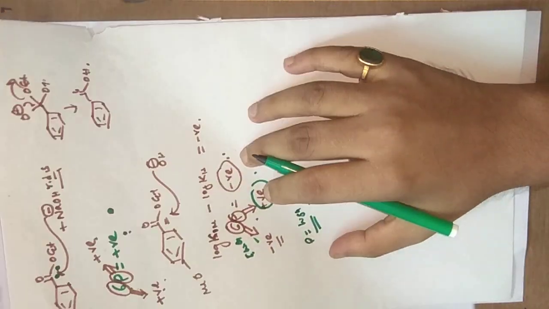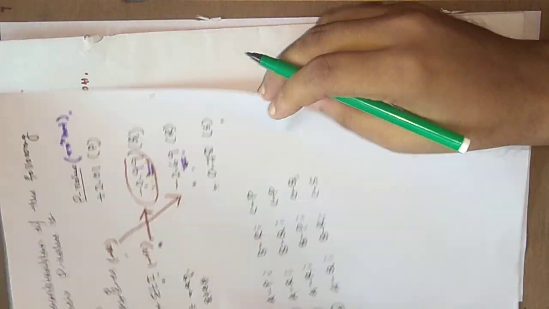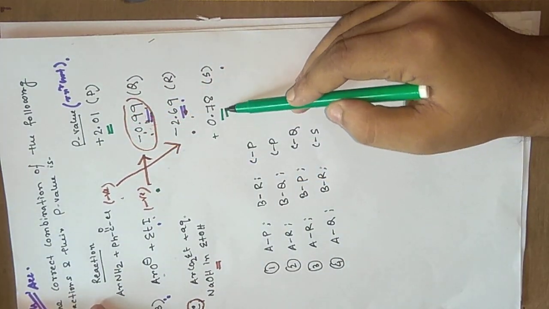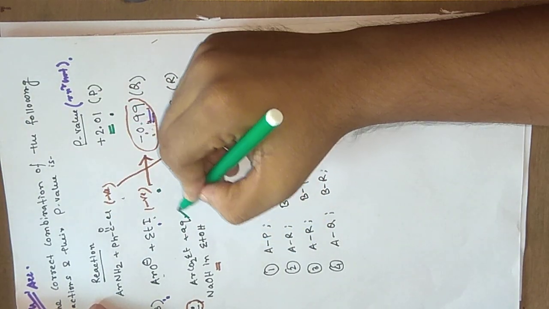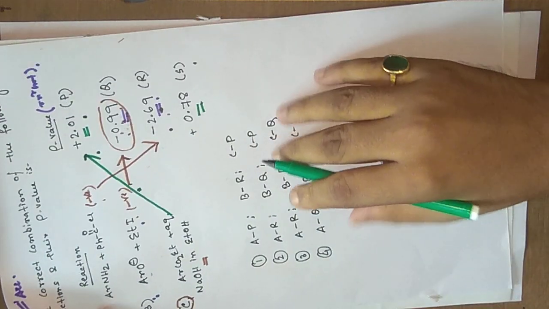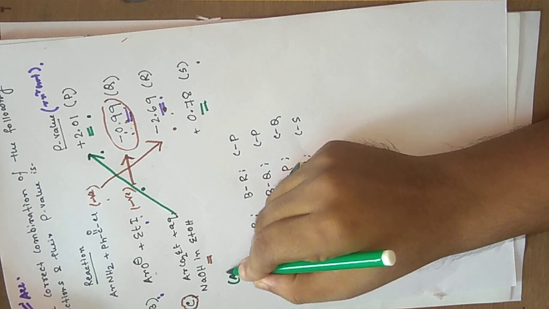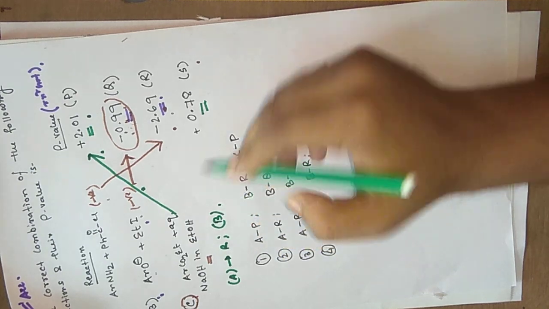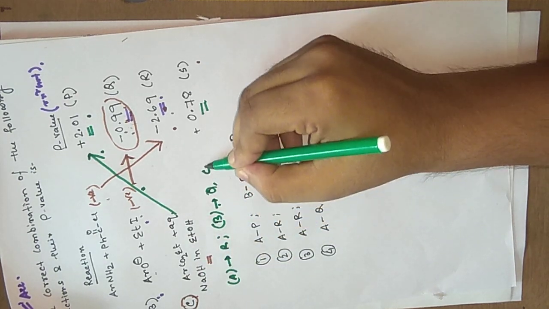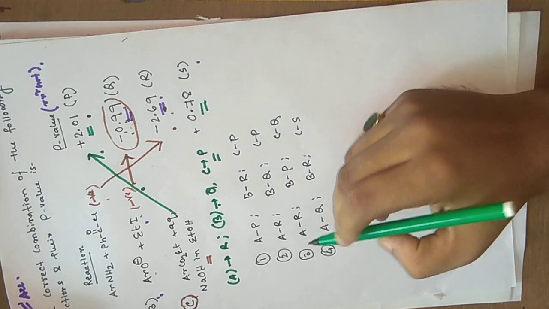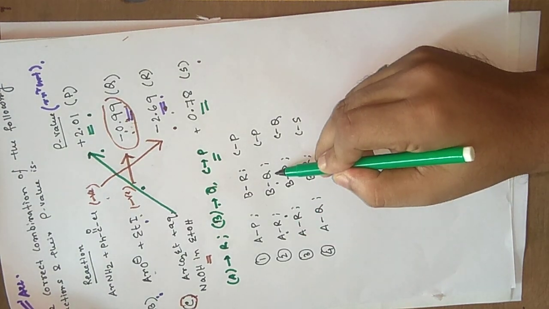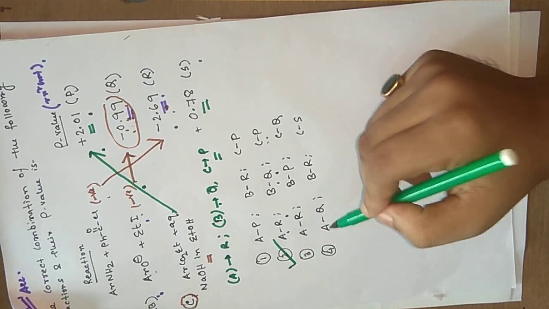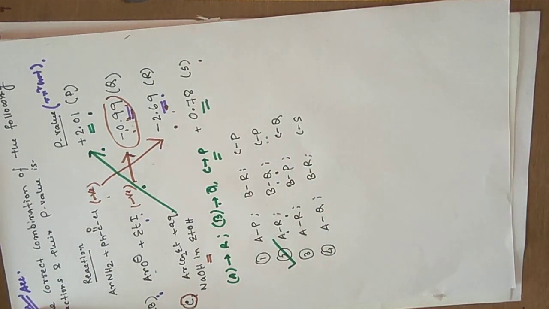So there are two rho values which are positive, but one is high. So C is nothing but. So what is the answer? A is R, and B is Q, and C is P. That matches with A is R, B is Q, and C is P. So answer 2 is correct. The other answers seem to be wrong, and this is the answer.